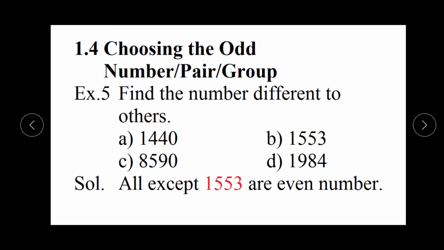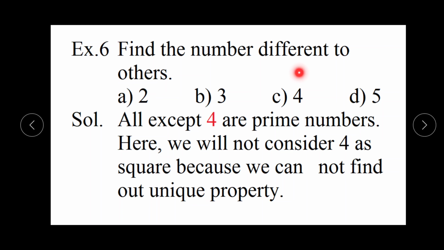Here the numbers are 2, 3, 4, 5. Among these, 2 are even numbers and 2 are odd numbers. It means we cannot classify these numbers on the basis of even and odd. If we see these, we can say that 4 is the square number, but we will not classify 4 on the basis of the square number, because this is the unique property of this number. We will see in the remaining three numbers what the common property is.